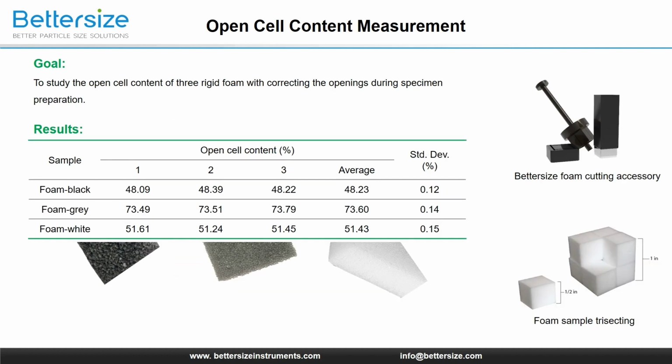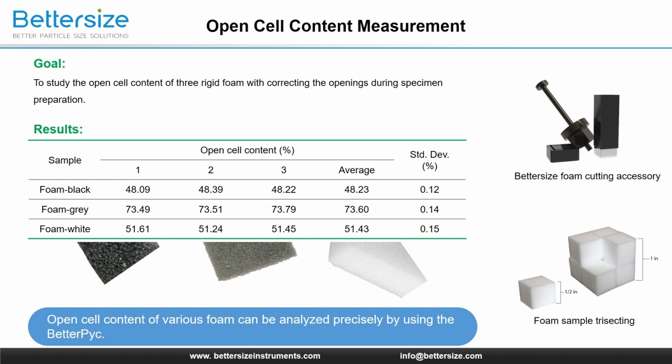Fourth measurement. The open cell content is an important parameter for characterizing the foam's properties. In this experiment, we aim to measure the open cell content of 3 different rigid foams by correcting the opening during specimen preparation. The table below displays the open cell content of the 3 foams: black foam, gray foam, and white foam. The corrected measurement accounts for the openings present during specimen preparation. The results measured by BetterPyc show the open cell content of foams with a large number of opening pores. This information is important for optimizing the processing techniques and understanding the mechanical and thermal performance of the foam.